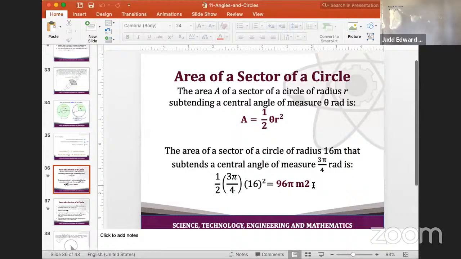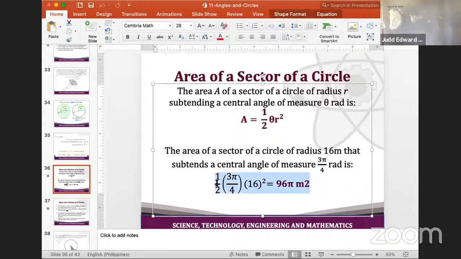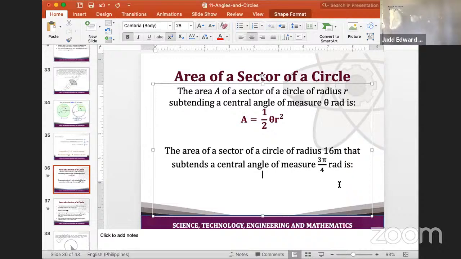Okay, so let's try to have the first example. The area of a sector of a circle of radius 16 meters that subtends a central angle of measure 3 pi over 4 rad is. So let's try to answer this one. So sabi dito, given tayo ng radius. Okay, for example, number 1, we are given the radius. And our radius is 16 meters. And then we are given theta, which is 3 pi over 4 rad.